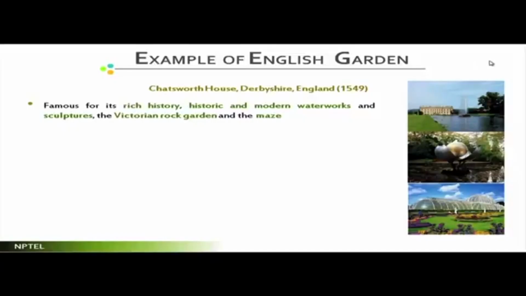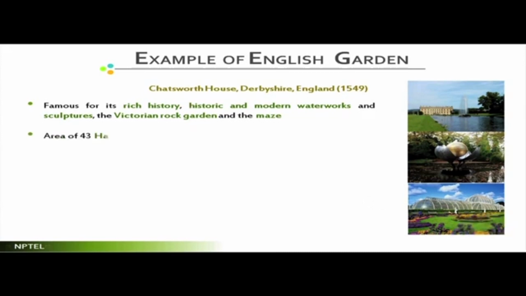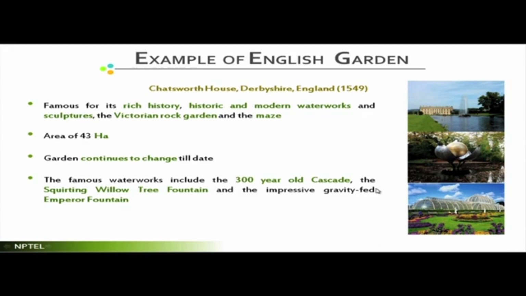See, the first is, it is very famous for its rich history and also the modern waterworks. Basically what happened is, in this particular landscape style, you will find that technology has started coming in, and the technology has aided different materials like glass and other frames being used. The fountains have been used with better technology. Okay, now let's first see the profile of this particular garden.